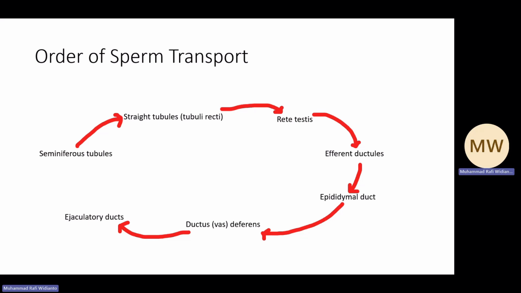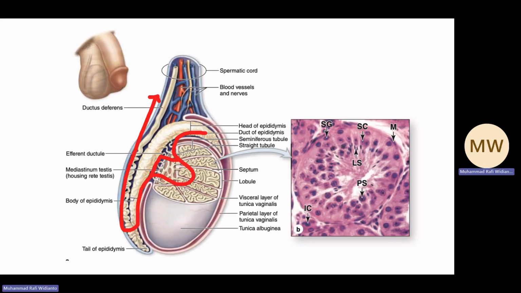So here's just the order of the sperm transport. We start off from the seminiferous tubules, and then we go into the straight tubules, and then to the rete testis, and then after that we go into the efferent ducts, and then the epididymal ducts, and then the vas deferens, and then the ejaculatory ducts. And here is just a schema of how things would go.